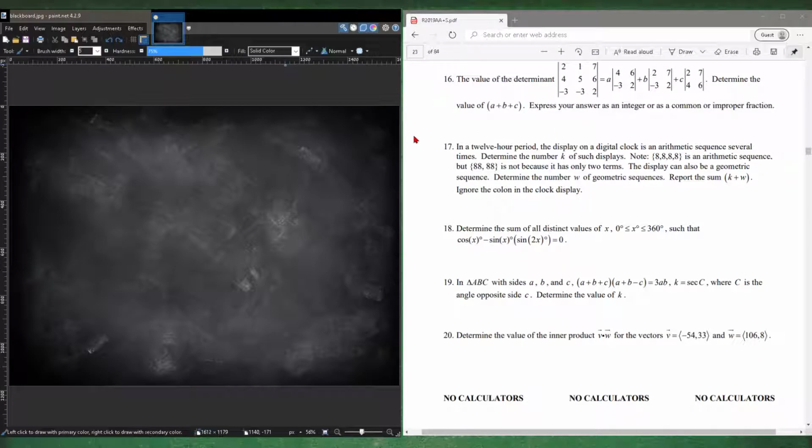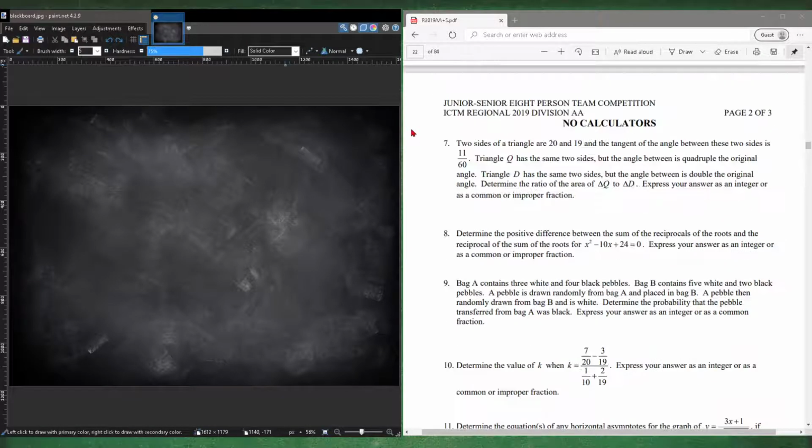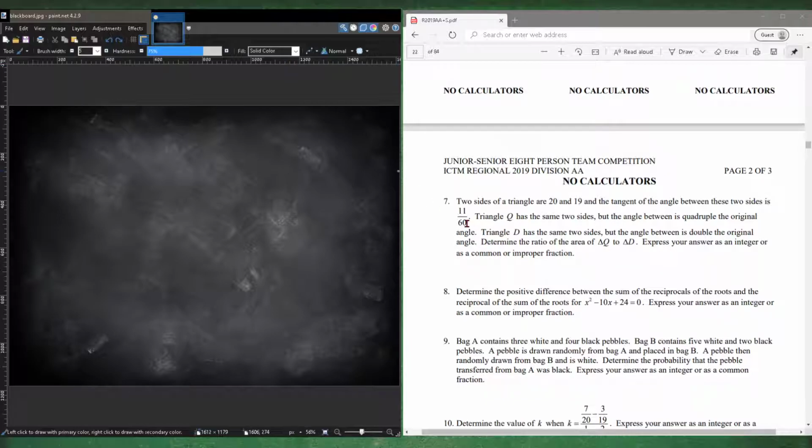Okay, and that's all 20. Okay, let's begin with number 7. Two sides of a triangle are 20 and 19, and the tangent of the angle between these two sides is 11 over 60. Triangle Q has the same two sides, but the angle between is quadruple the original angle. Triangle D has the same two sides, but the angle between is double the original angle. Determine the ratio of triangle Q to triangle D.